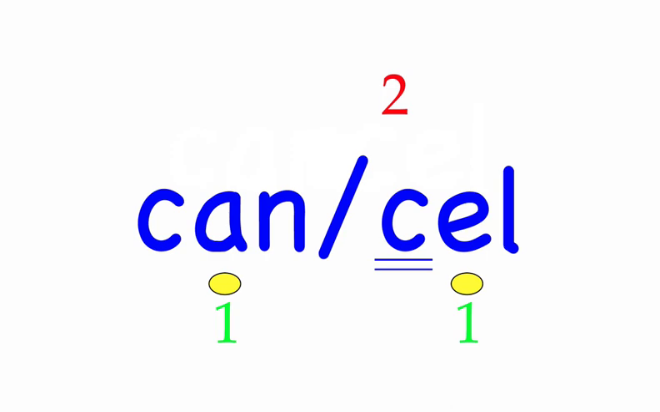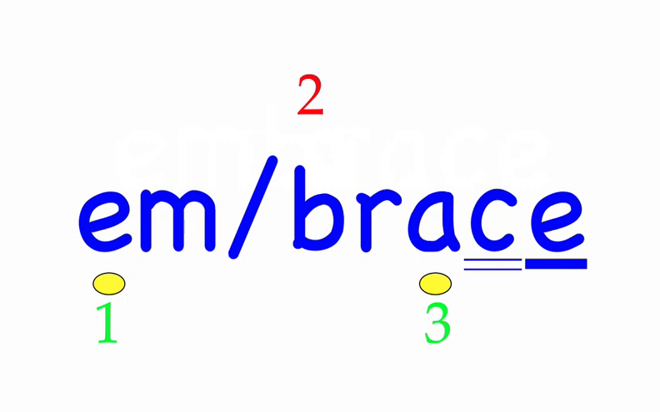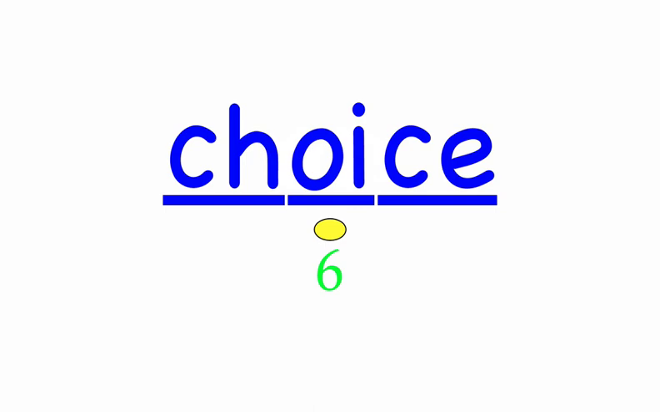Embrace. The couple did embrace. Em has two sounds: E, M. Brace, four sounds: B, R, A, S. Mark the word. Choice. We all have a choice to make. Choice, three sounds: Ch, oi, s. Mark the word.